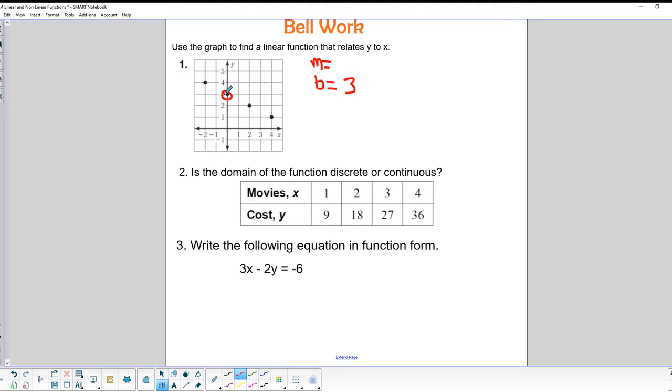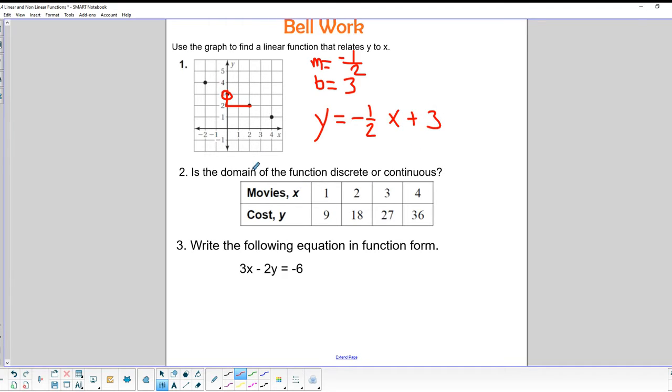And then from that y-intercept, we know if we go down 1 and over 2, that we're back on the line. So down 1 over 2 is the change in y over the change in x. So then our equation would just be y equals negative 1/2 x plus 3. Not too bad, right?